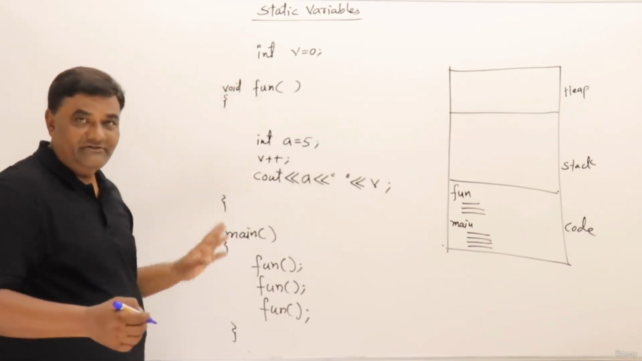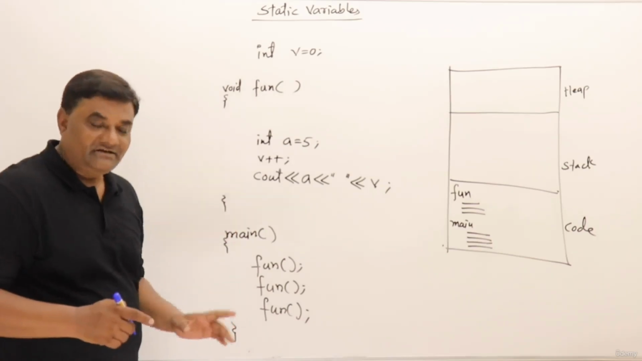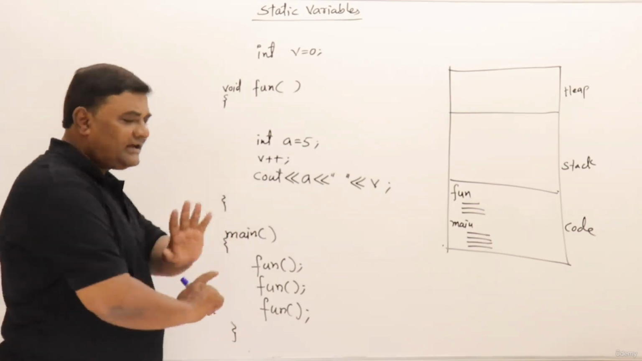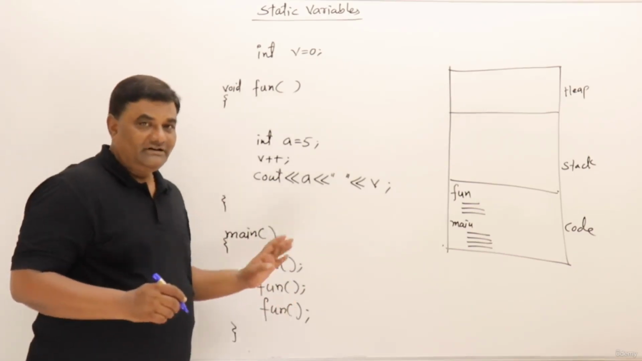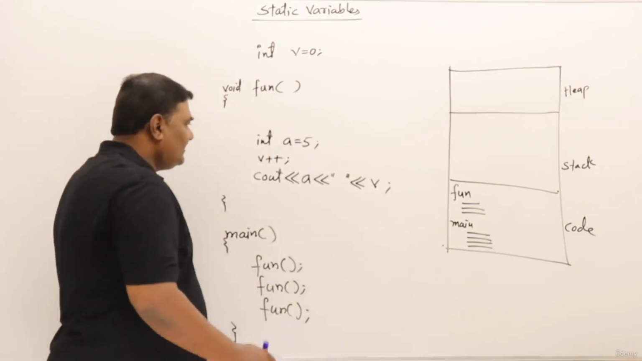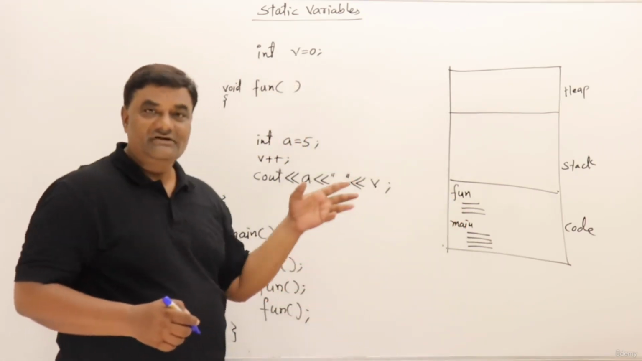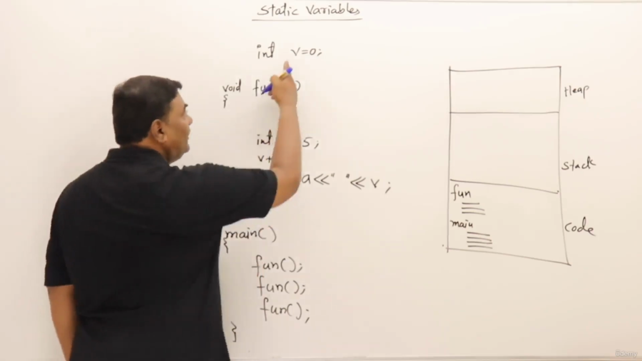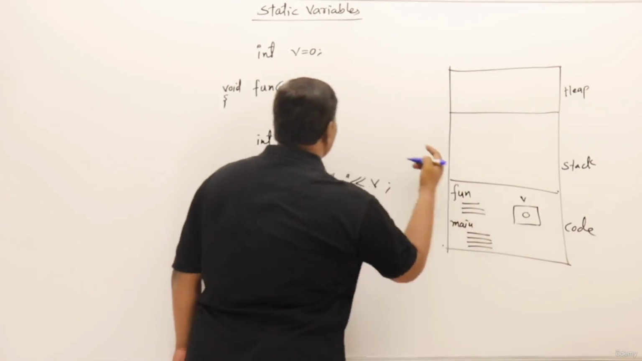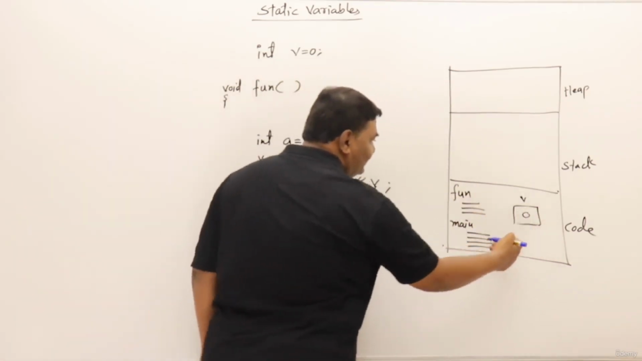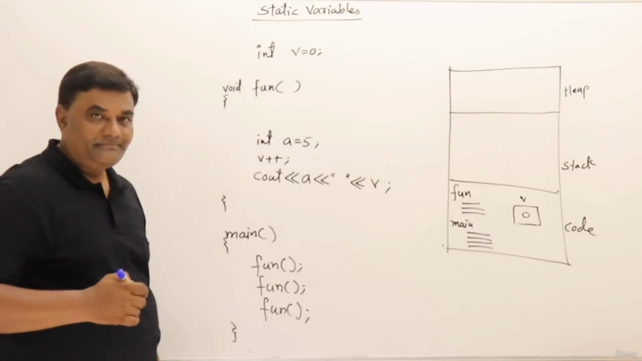We know well about global variables. First I will show you the working, then I will show you what a static variable is. Main is not doing any work at all apart from calling this function. The moment I say I want to run, the machine code is loaded inside the code section. Then variable v is also created. You know well that global variables are created inside the code section at loading time, before the execution of a program.